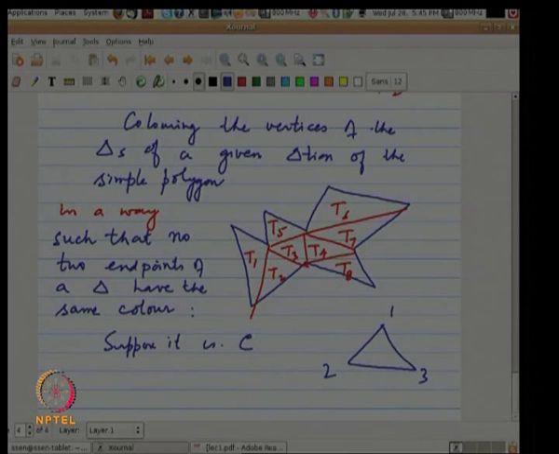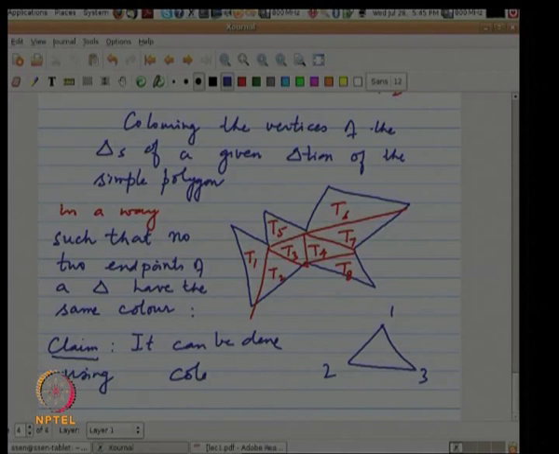Now, I am saying C, but maybe it is not a good idea to work with C. Let me actually go back and give you the answer. Claim: it can be done using how many? 3 or 4. I do not know how you got that, but 3 happens to be the right answer. And you see that 3 is the minimum to even color a single triangle.